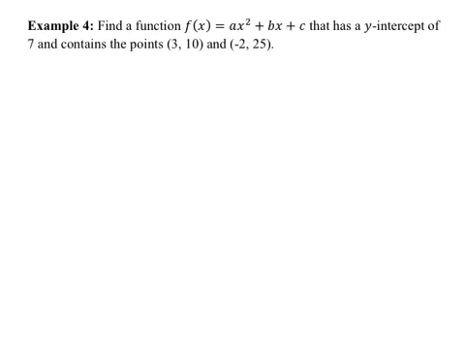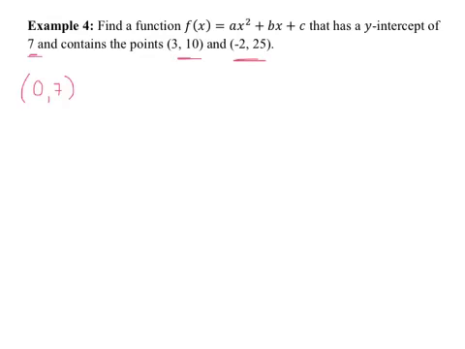Example 4 could be difficult, but we just have to think back to systems of equations. So let's keep that in mind the whole time. So we start by looking, and it says, find a function f of x equals ax squared plus bx plus c that has a y-intercept of 7 and contains the following 2 points. Well, if I have a y-intercept of 7 right away, that's the point, right? It's got to be 0, 7.